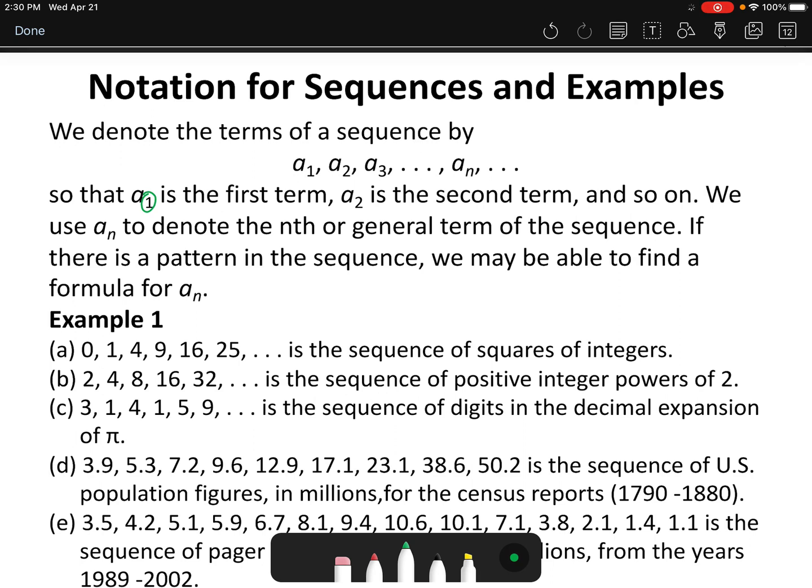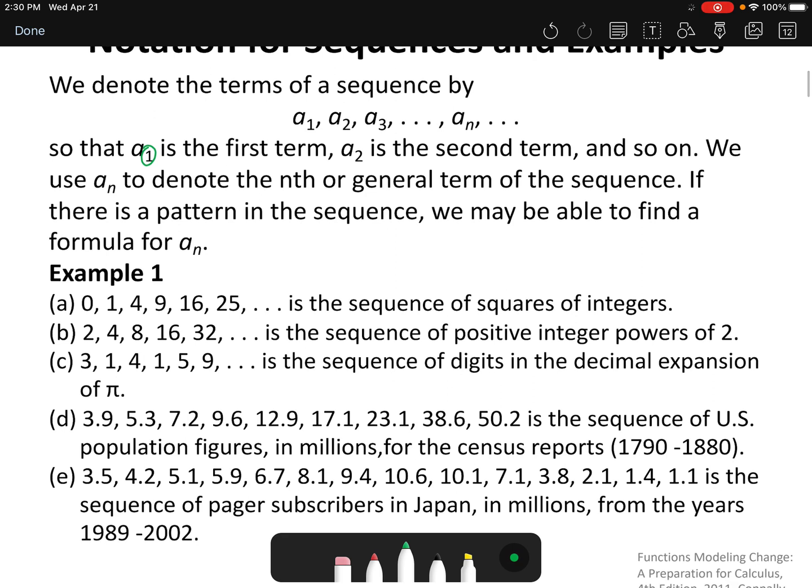And here are some examples. 0, 1, 4, 9, 16, 25 is a sequence of squares of integers. 2, 4, 8, 16, 32 is a sequence of positive integer powers of 2: 2 to the first, 2 to the second, 2 to the third, 2 to the fourth, and so on. This is a simple one: 3, 1, 4, 1, 5, 9, and just keep going. That's the sequence of digits in the decimal expansion of pi.